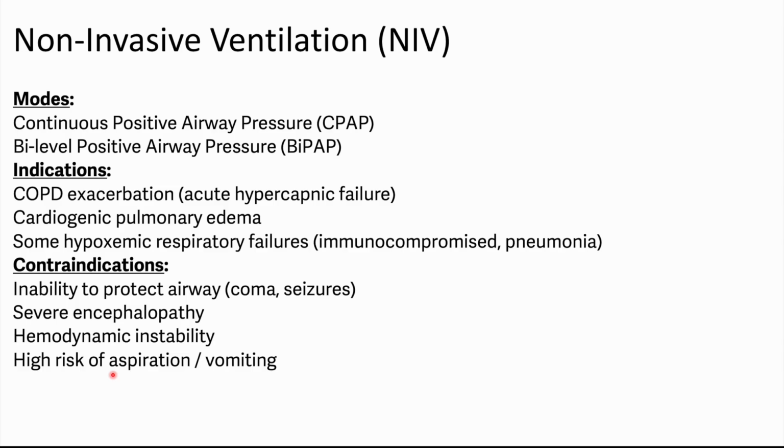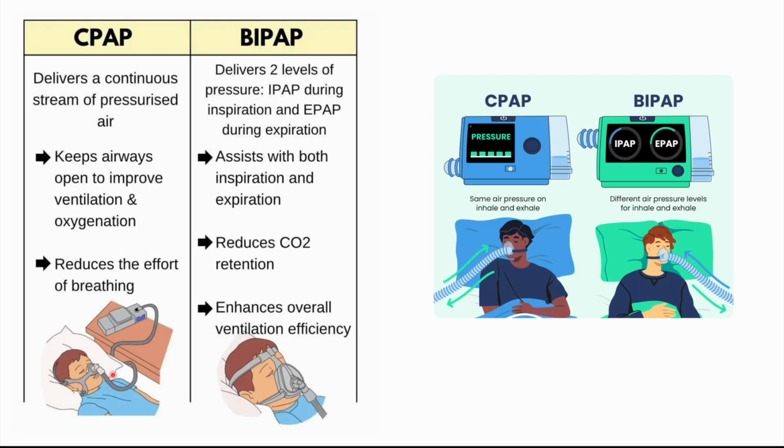So CPAP delivers a continuous stream of pressured air and keeps the airway open to improve ventilation and oxygenation, reduces the effort of breathing, whereas BiPAP delivers two levels of pressure. One is IPAP during inspiration and EPAP during expiration. So it assists with both inspiration and expiration, reduces CO2 retention, enhances overall ventilation efficiency.